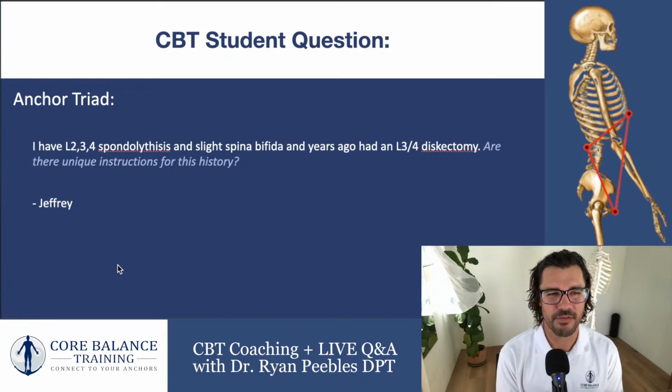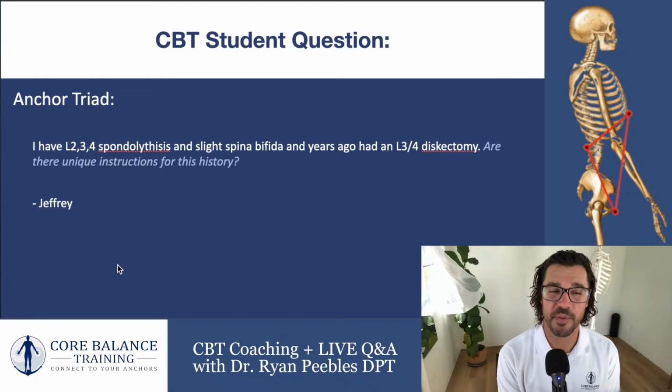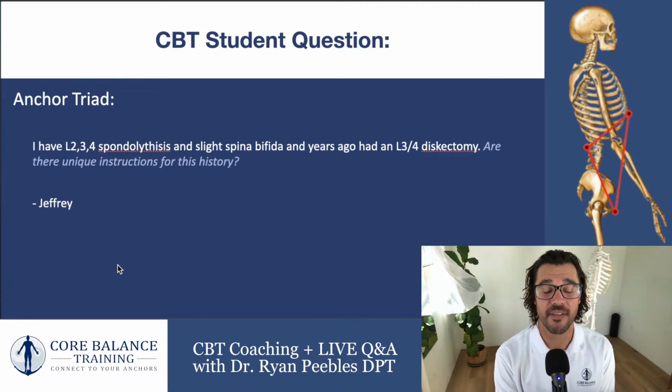So you might want to review Module 3, which is really where we emphasize getting thoracic mobility in the backward bending direction. And just double or triple down on that. Triple down for each of the spondies that you have. And notice I'm focusing on the spondies more than the spina bifida or the diskectomy.